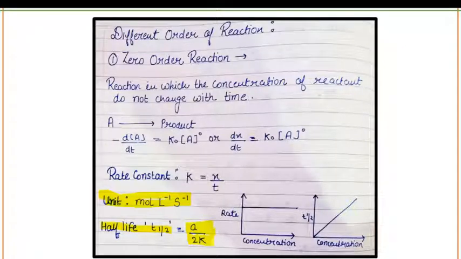If you talk about the graph between rate and concentration, it looks like this. And if you talk about the graph between half-life and concentration, it looks like this. These are all very important formulas in the case of zero order reaction. You have to simply memorize these and you will get memory based questions on these formulas.